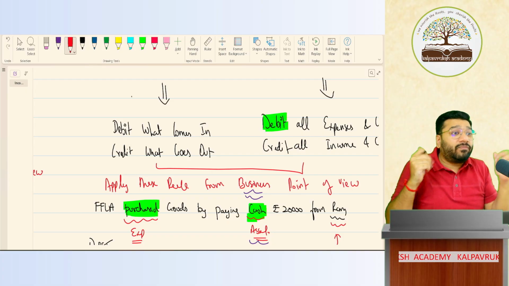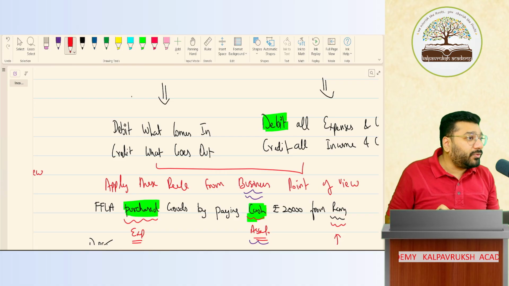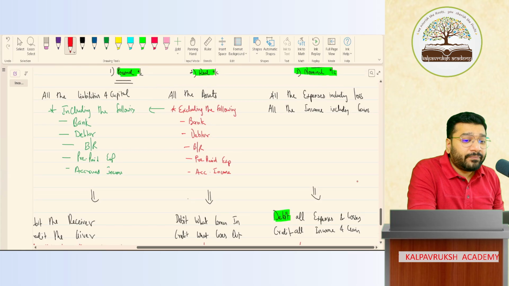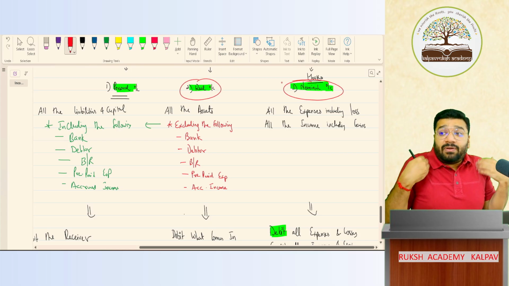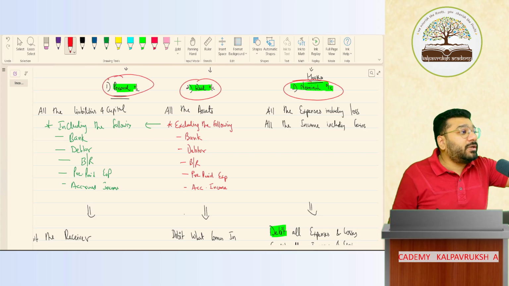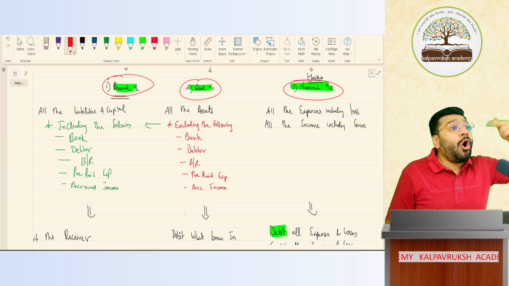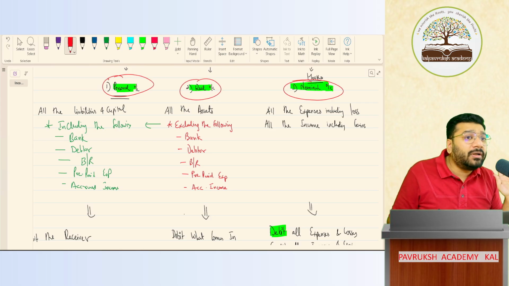Cash going out, from whose point of view? Business point of view. Which means when you apply the real account rule and nominal account rule, you see from the business point of view. Whereas for personal account, you cannot see from the business point of view. It is always from the opposite person's point of view. Why it is? You'll understand in some time. Got it? Not got it?